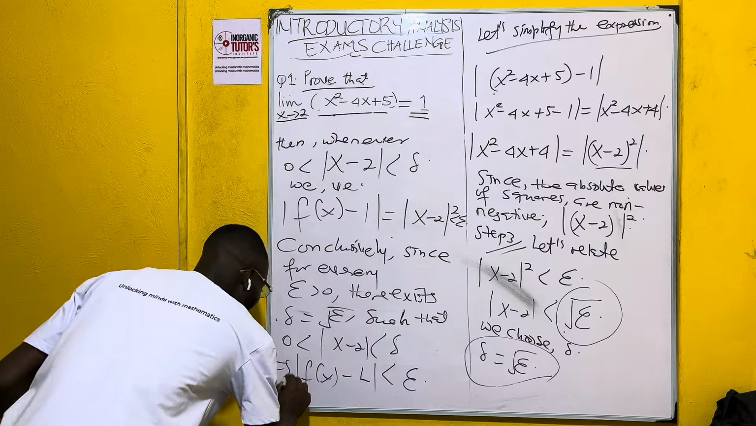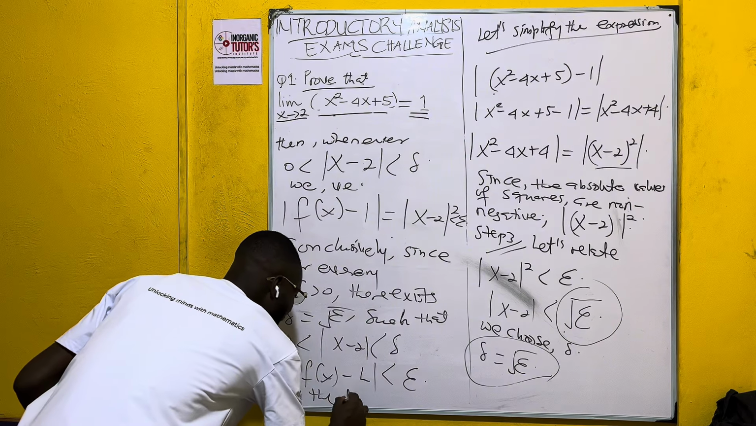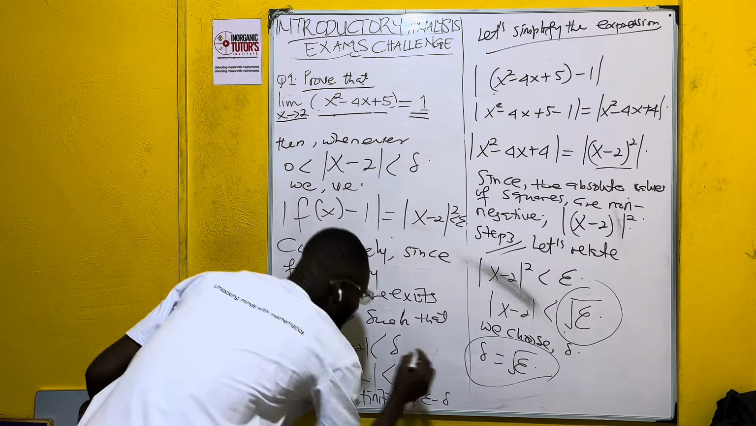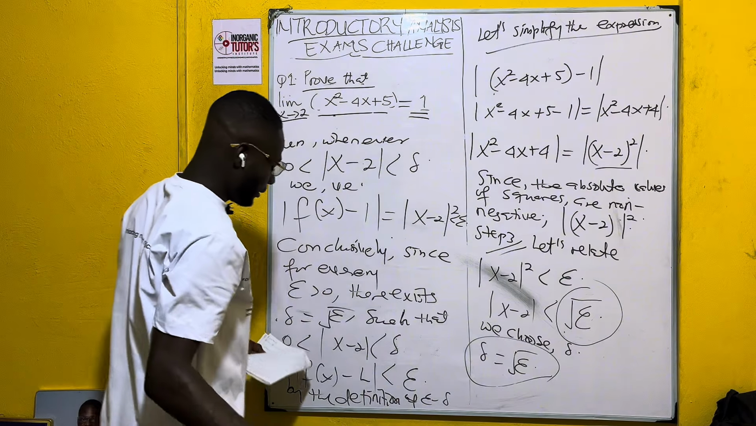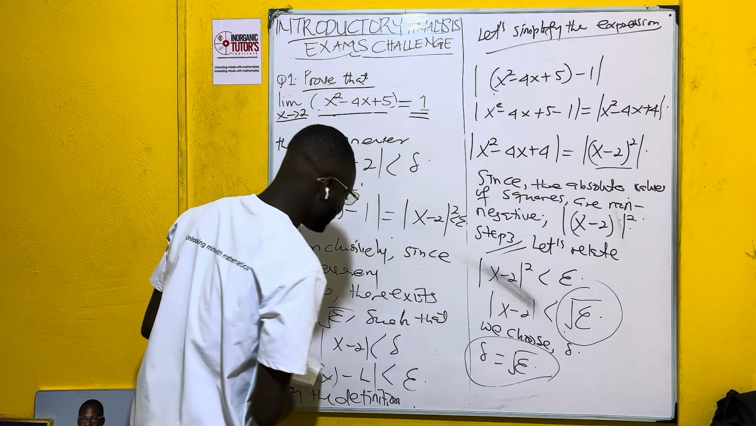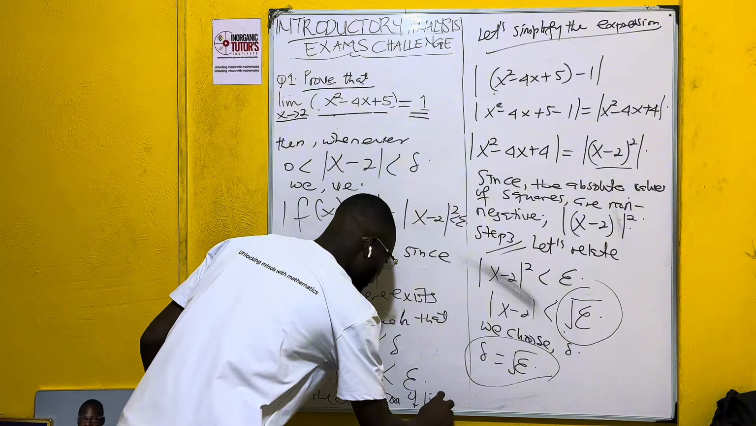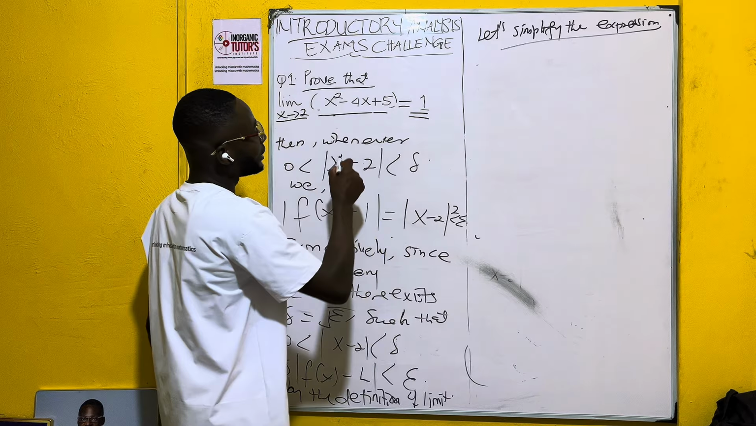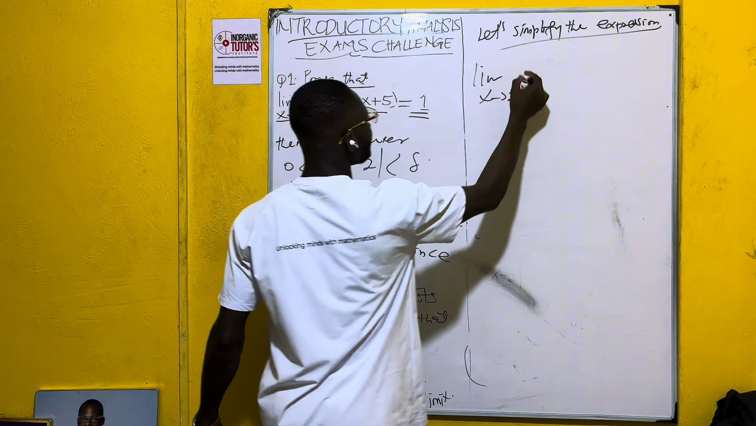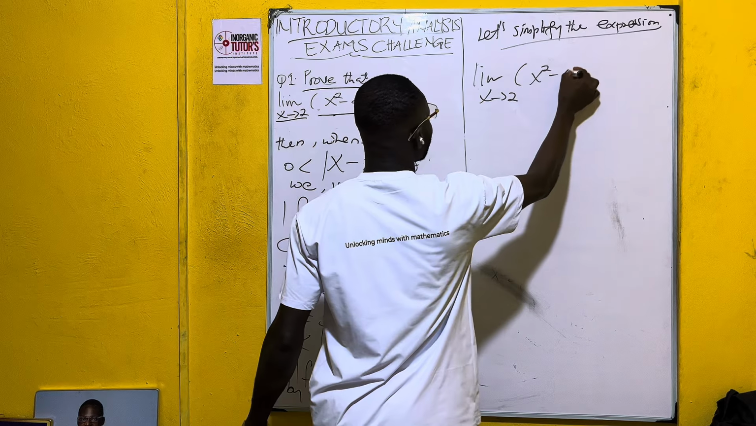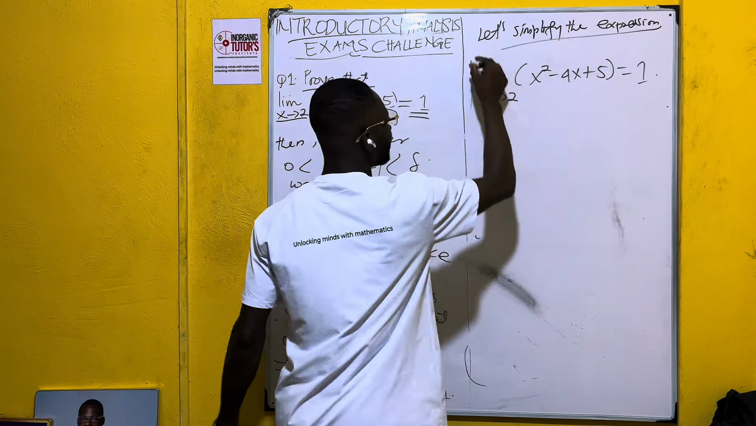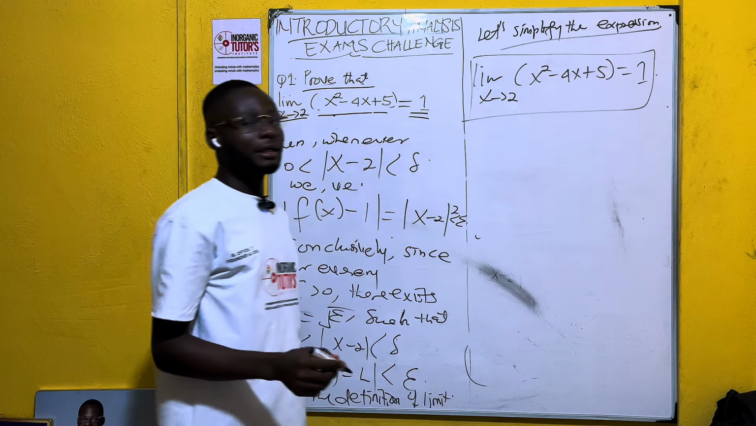Hence, by the definition of epsilon delta, or by the definition of limits, we can say that the limit as x approaches 2 of x squared minus 4x plus 5 is equal to 1, right? So this is the conclusion.